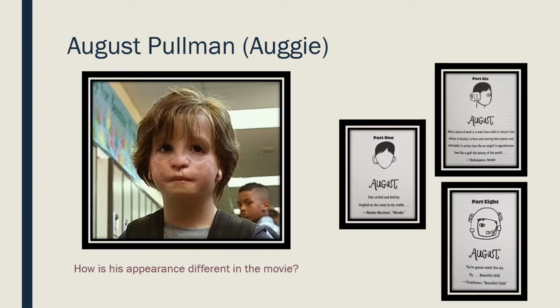And so there were a couple things that I noticed that were different. One of the things that I noticed is that he could smile in the movie, and in the book he was not able to smile. And that's just one example. There are several different things that were different.